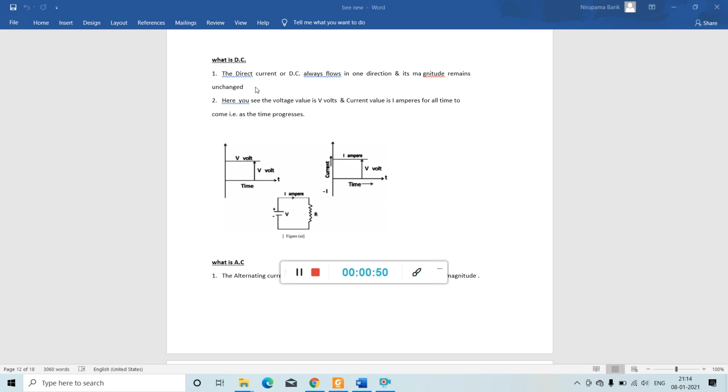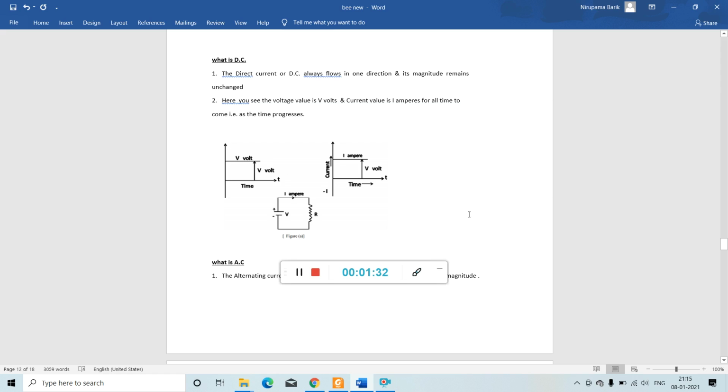So what is DC? DC is direct current and it always flows in one direction and its magnitude remains unchanged. That means its magnitude is constant. Here you see the voltage value is V volt, and in this waveform graph the current value is I ampere for all the time. The time is gradually increasing, but the V value is constant, and the I value is constant. So this represents a DC value.